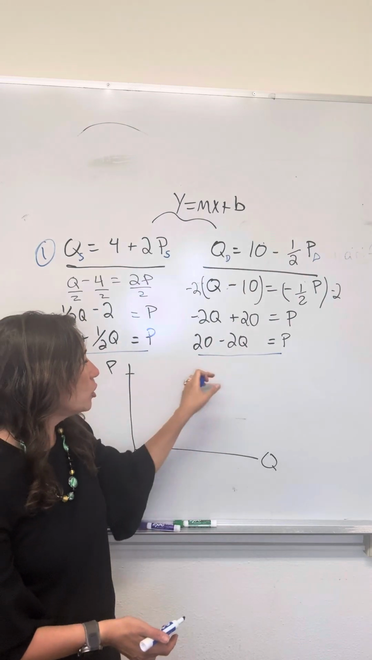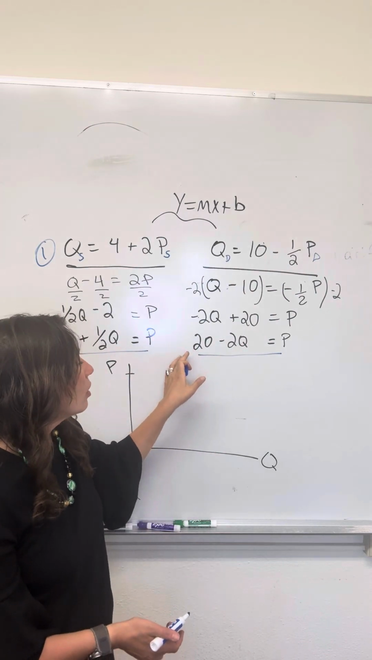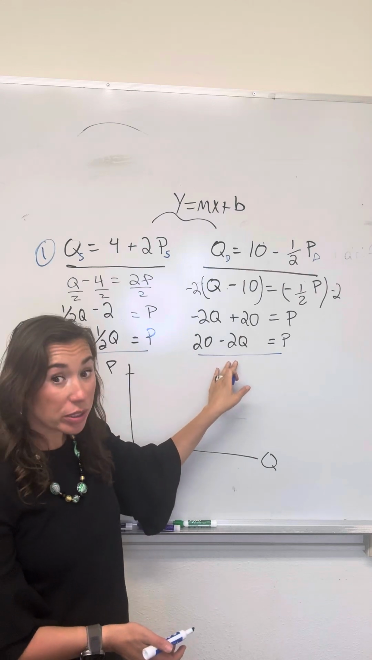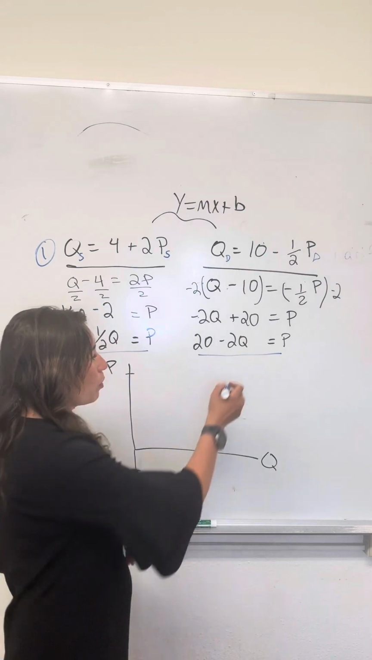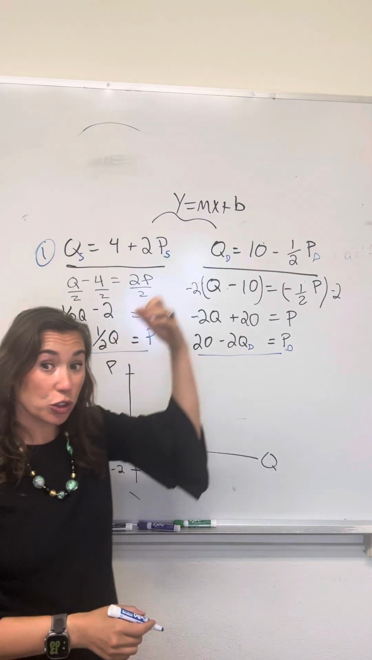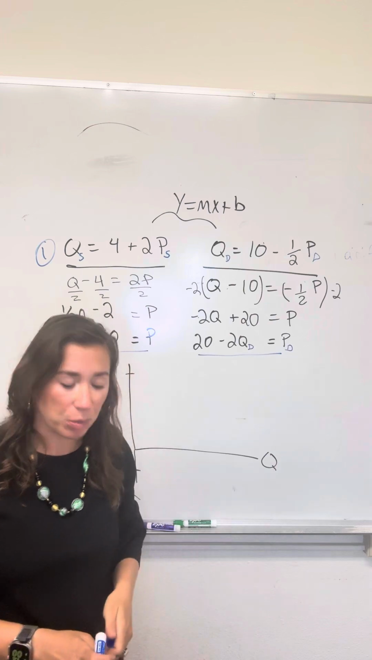I like to rearrange it, so I always start with where my y-intercept is, and then I go into my slope. And I'm going to remind myself again that I'm working in the demand function here, so it should start at a higher point than my supply function.